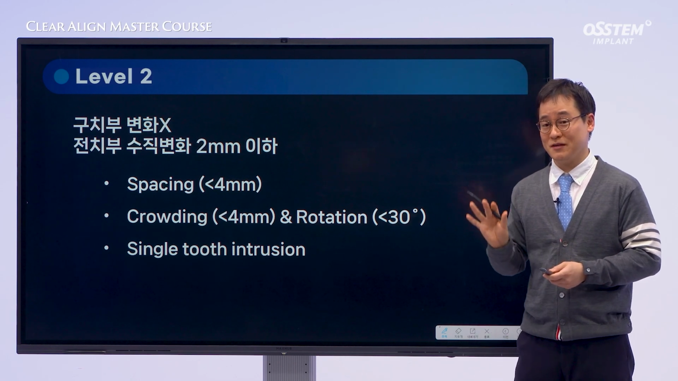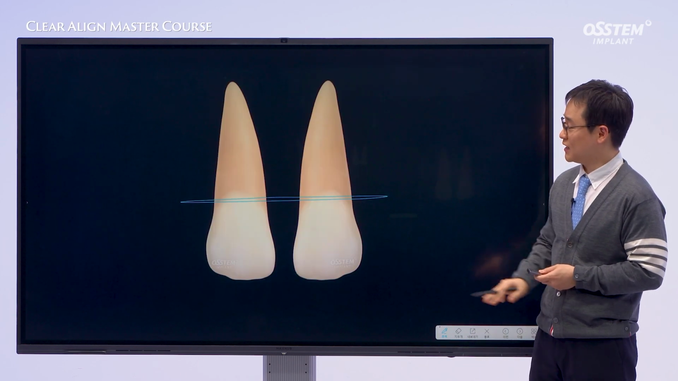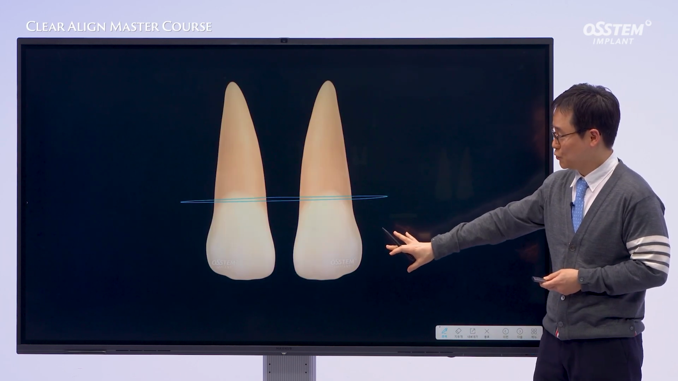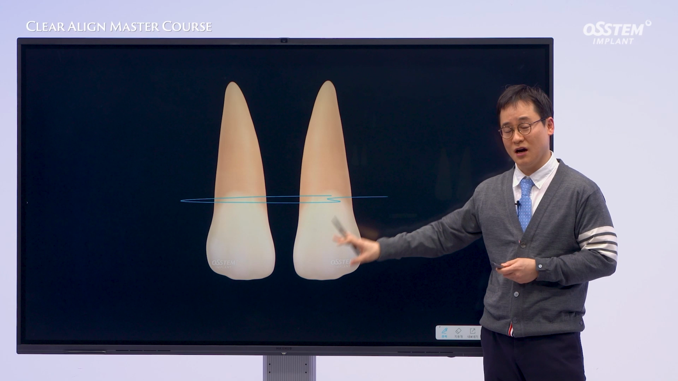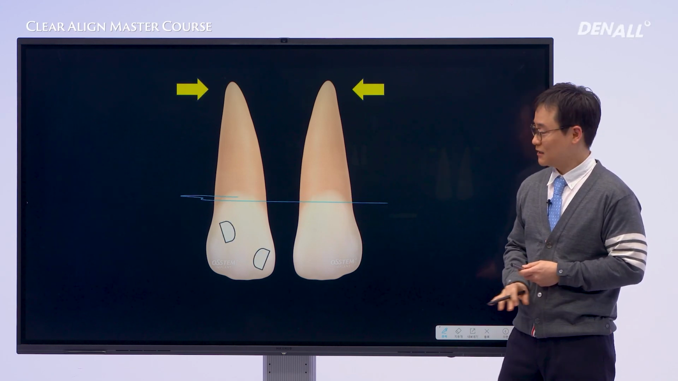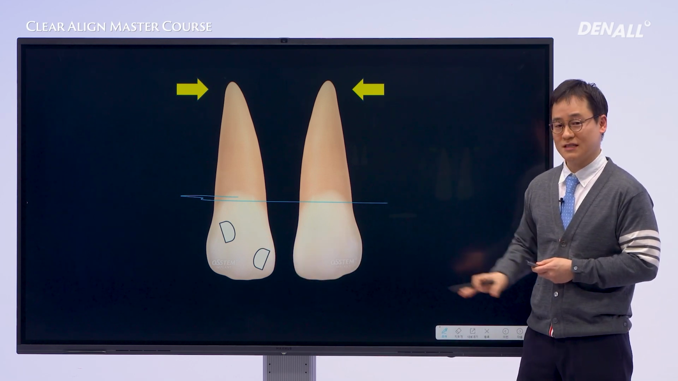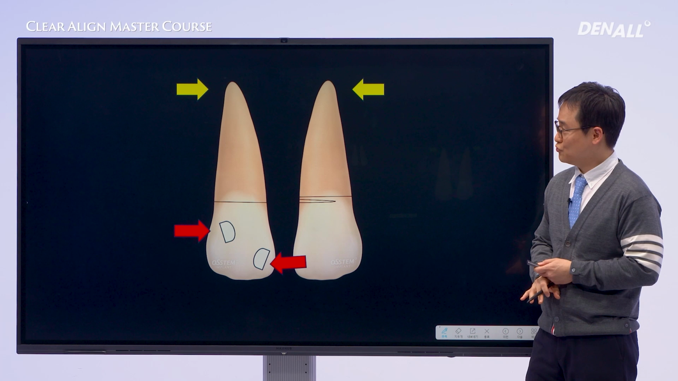Moving on to level 2, I would like to highlight 2 points. In cases with large spacing, you need to be very cautious. As mentioned earlier, tipping can easily occur, so it's important to think about how to move the roots as well. Therefore, we need to use additional tools like attachments, which help facilitate root movement.